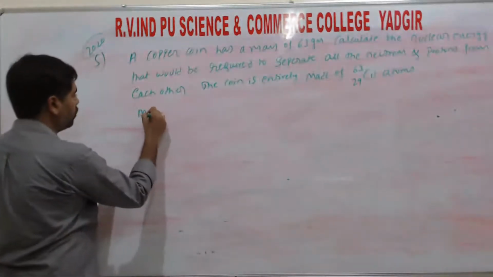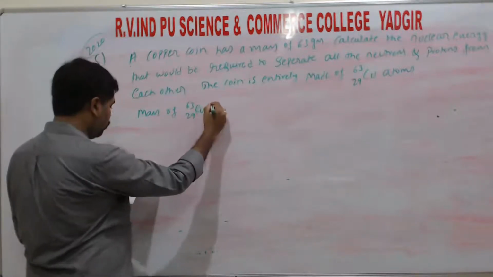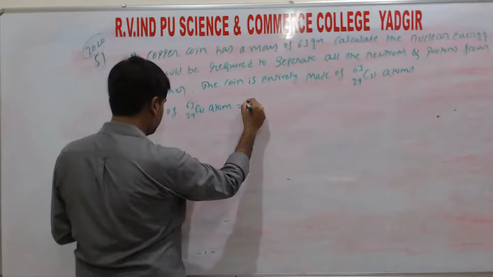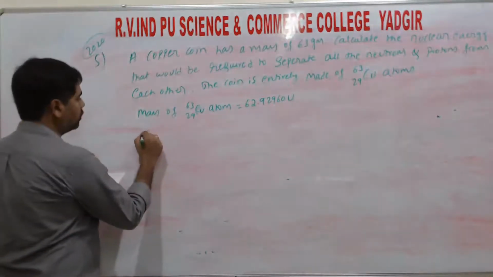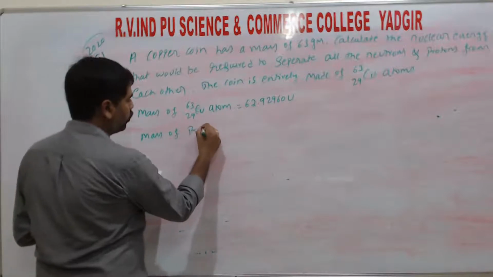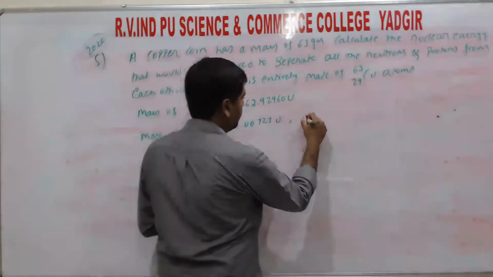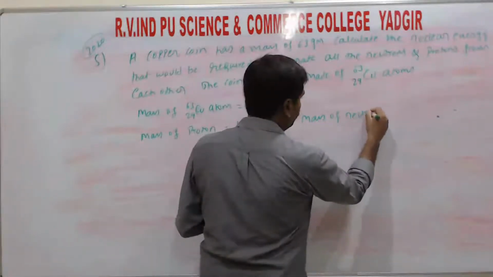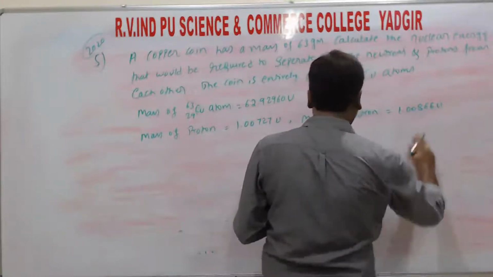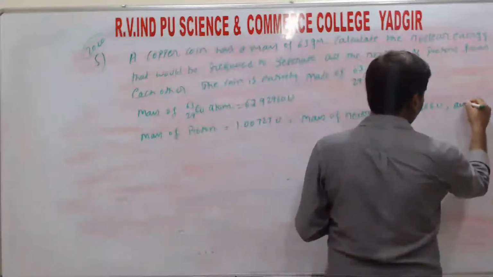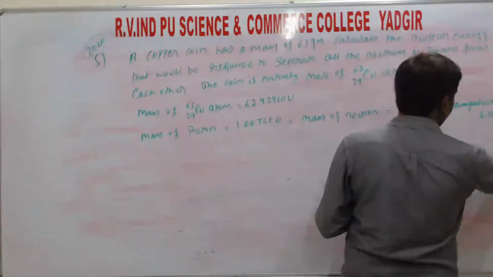The given mass of the 63 Cu 29 atom is equals to 62.92960 u, and mass of proton is equals to 1.00727 u, and next mass of neutron is equals to 1.00866 u, and Avogadro number is equals to 6.023 into 10 to the power of 23.